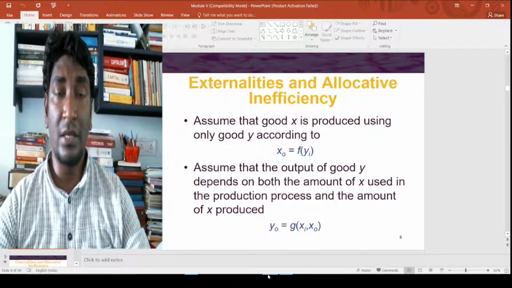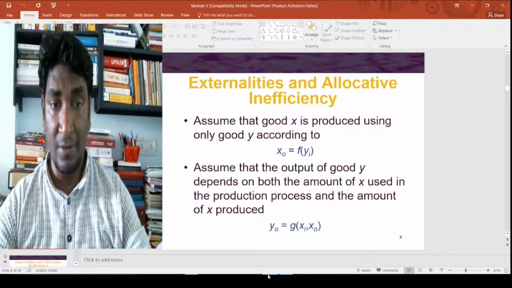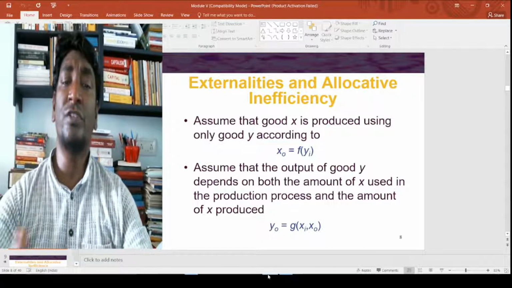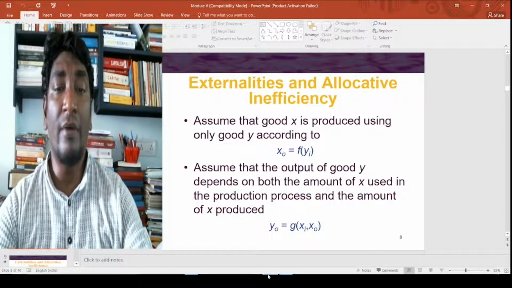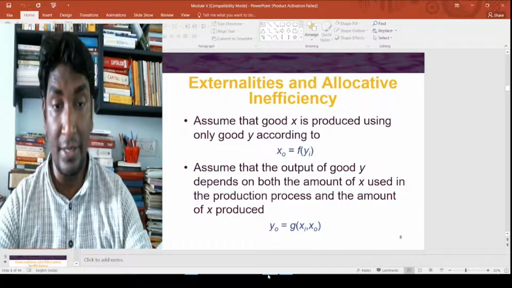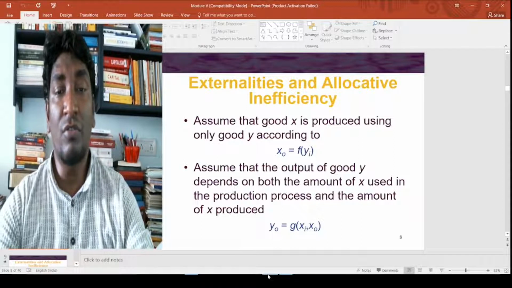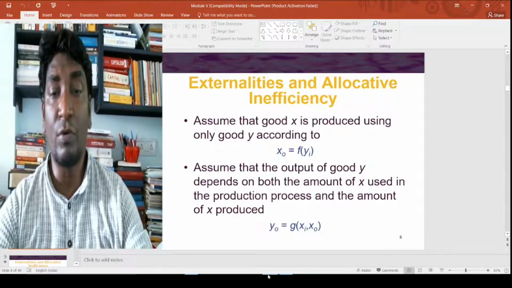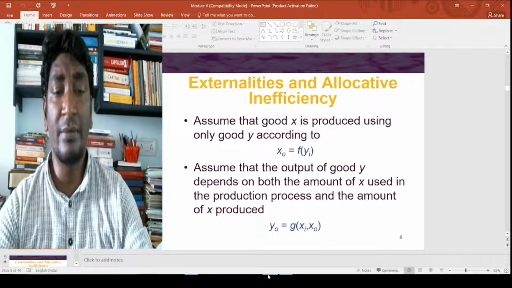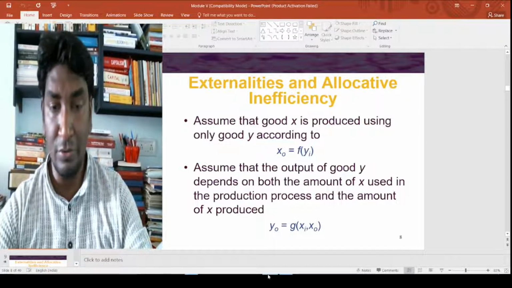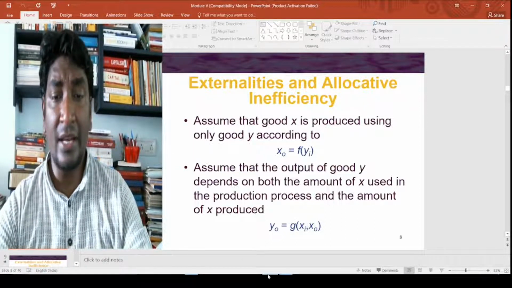If instead of c, we write p, we can say that it has been produced. Now assume that good X is produced using only good Y according to X0 equals f of Y_i. So X0 is a function of Y_i. Assume that the output of good Y depends on both the amount of X used in the production process and the amount of X being produced. So Y0 equals g of X_i and X0.